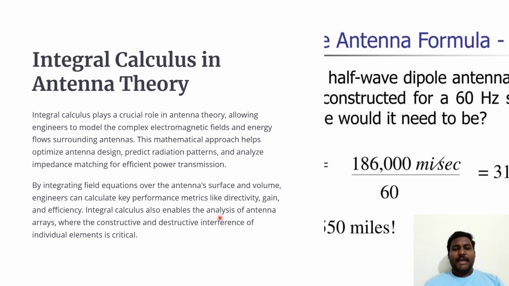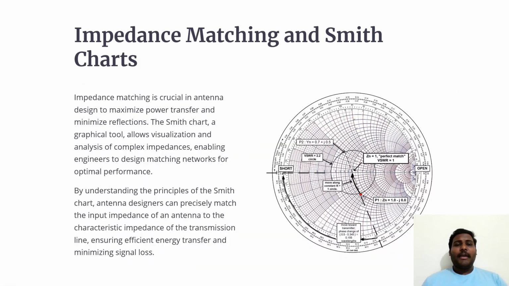Integral calculus also enables the analyzing of antenna arrays, where the constructive and destructive interference of individual elements is crucial. Going to one of the further slides. Impedance matching and Smith charts. Impedance matching is crucial in antenna designing for maximum power transmission with minimum reflections. The Smith chart is a graphical tool that allows the visualization and analysis of complex impedance, enabling the engineer to design a matching network for optimizing performance.